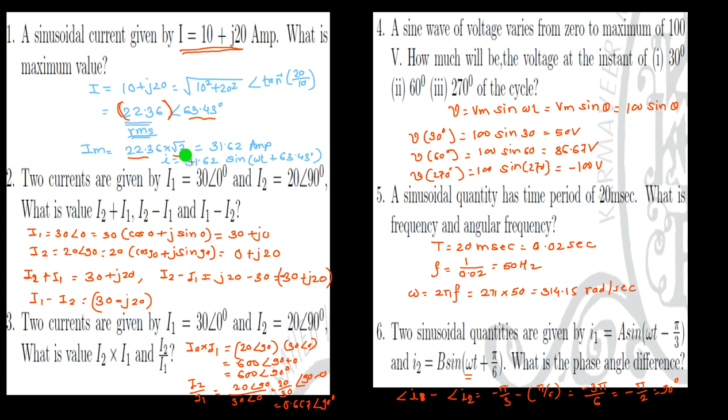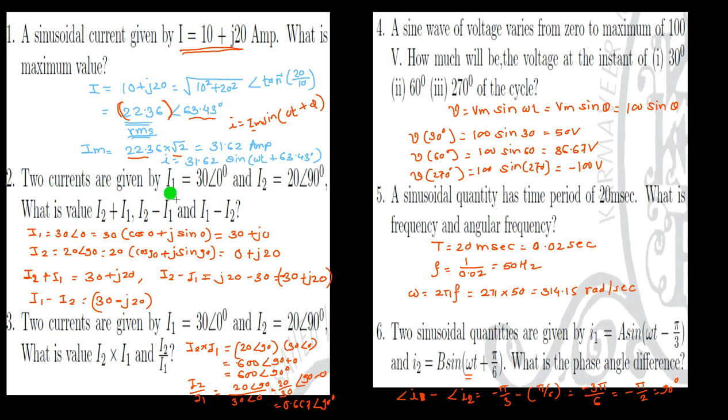If you want to represent it in terms of an equation, it can be represented as I equals Im sine of omega t plus phi. In this case phi is 63.43 and Im is 31.62. So I equals 31.62 sine of omega t plus 63.43.